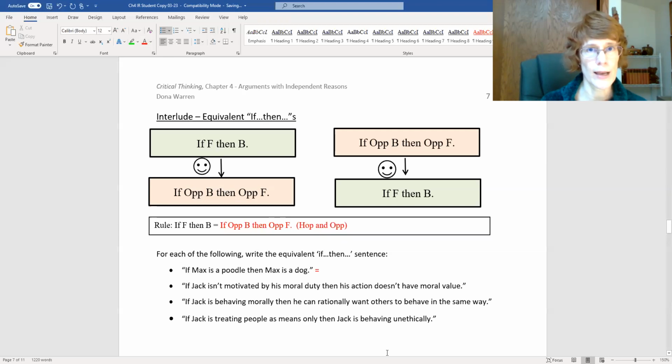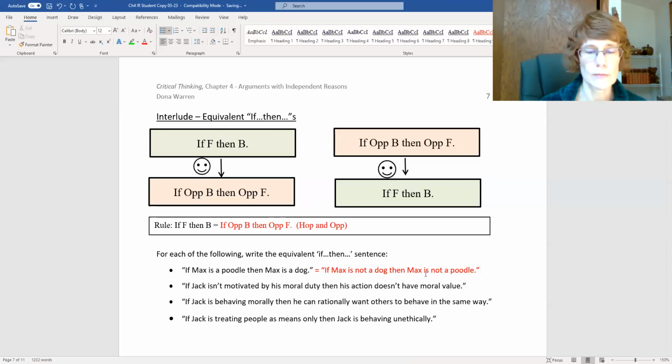Okay, what did you have? We're going to hop and op. It's easier for me if I take the back part and hop it opposite to the front part first. So Max is a dog, so I will write: if Max is not a dog, then, and I'm going to take the front part, hop it to the back part, and take the opposite. Then Max is not a poodle.